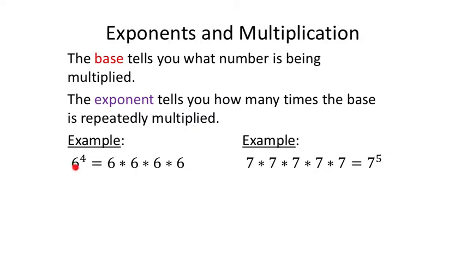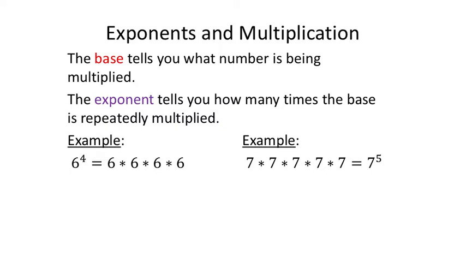So in this one, the base is 6, the exponent is 4. The 6 is being multiplied by itself 4 times. 1, 2, 3, 4 6s, all being multiplied together. This is going from exponential form, which you could then write, if you wanted to, as repeated multiplication. But if you start with repeated multiplication, you can change it into exponential form, as long as the bases being multiplied are all the same. So here, where 7 is being multiplied 5 times by itself, we can just write it as 7 to the power of 5.